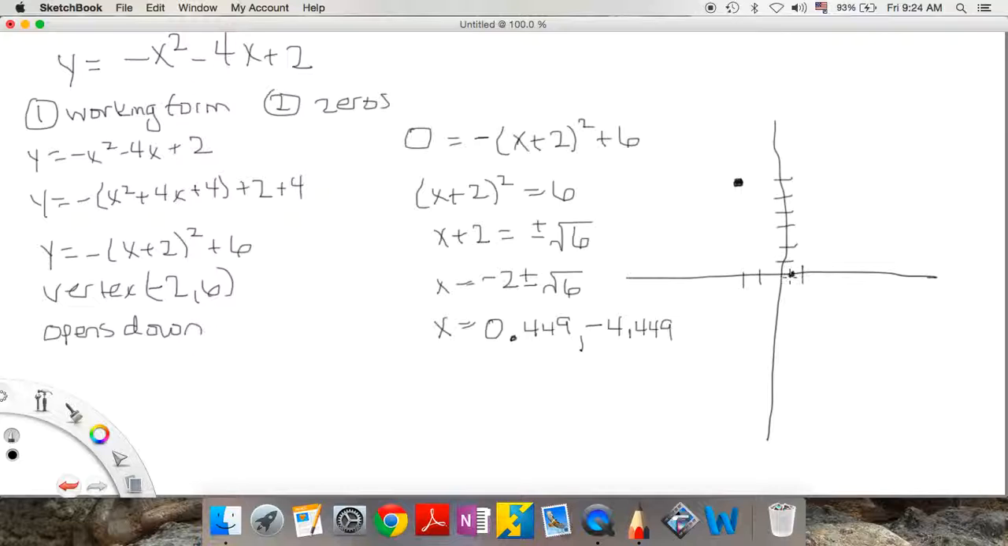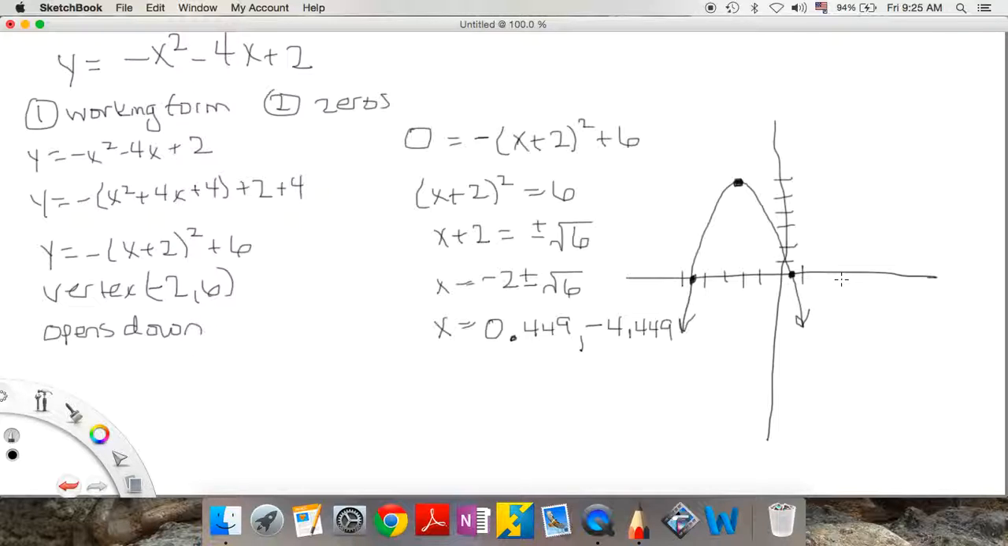So 0.449 is about here. And remember, these points are zeros, so these x values, these are on the x-axis because it's where y equals 0. So there are my points, and they should be equidistant from the vertex this way, because remember it's symmetrical. And so there you have your graph.